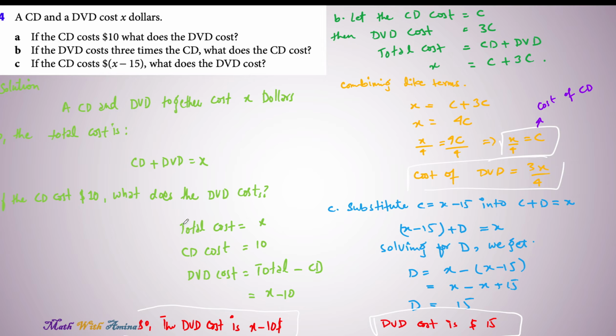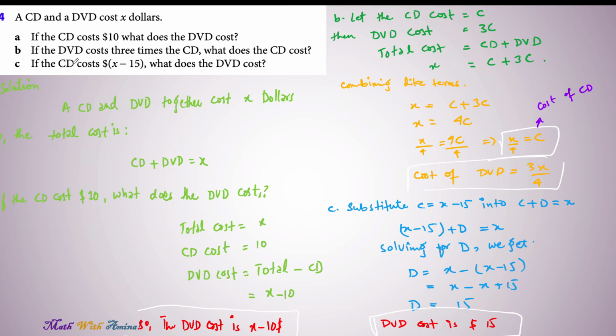If the cost of the CD is $10, then using the equation that we have built, total cost is equal to X, and CD cost is equal to 10. For the DVD cost, we will subtract from the total. So it will become X minus 10, because total is X and CD cost is 10. So the cost of the DVD is X minus 10.